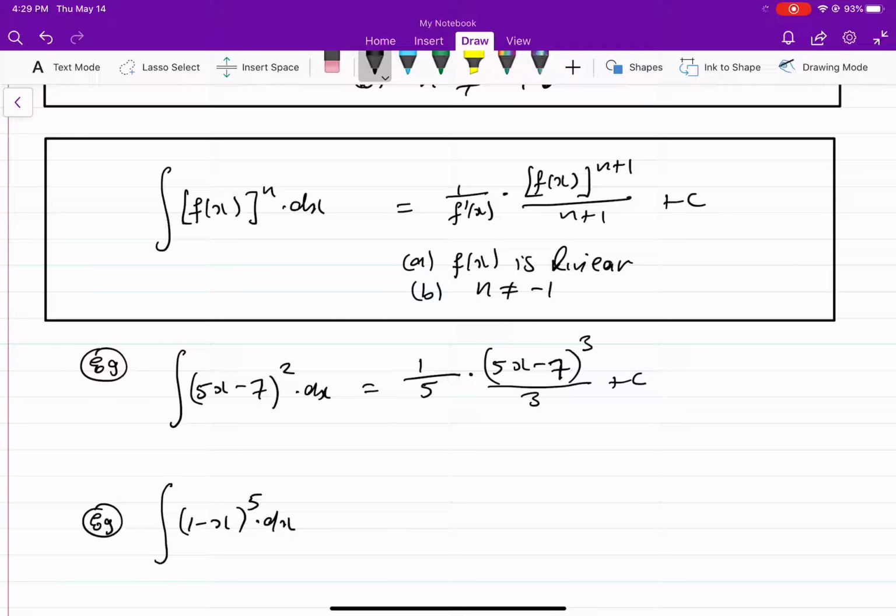All I got to do now is tidy that up. In my numerator, I have 5x minus 7 all to the power 3 divided by 15. I can either divide by 15 or put 1 upon 15 in front. I can put 1 upon 15 in front. The 5 in the denominator by the 3 in the denominator gives me 15 in the denominator. So I can put 1/15 in front like that, and then plus c. Voila. Not too bad.